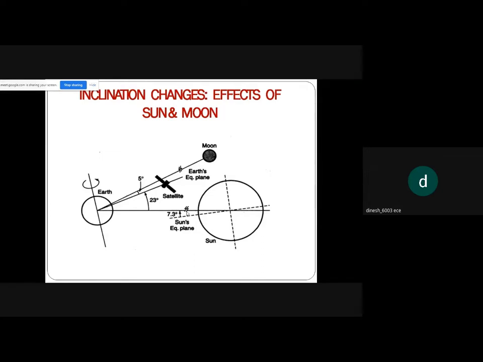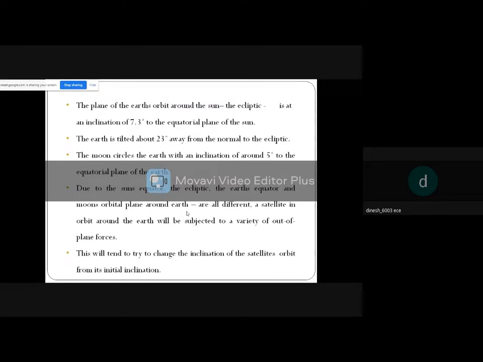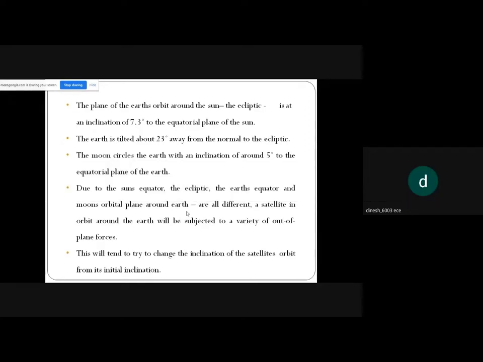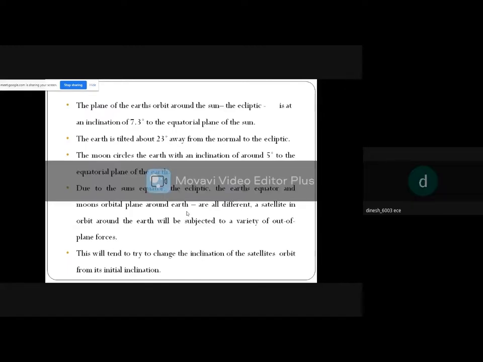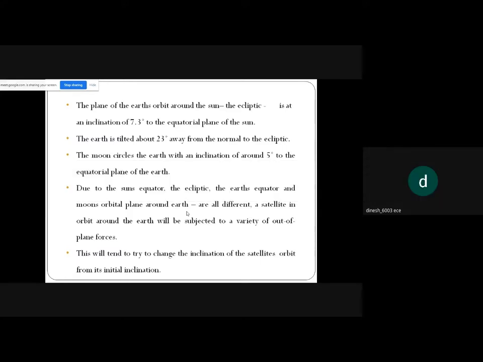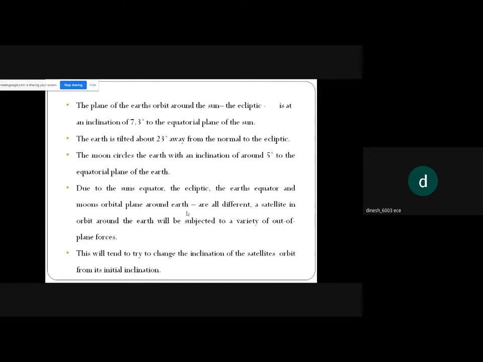What happens in this condition is that the plane of earth's orbit around the sun is inclined at 7.3 degree to the equatorial plane of the sun. The earth is tilted about 23 degree away from the normal to the ecliptic. The moon circles the earth with an inclination of around 5 degree to the equatorial plane of the earth. So all these values are predetermined by using Kepler's law. And the sun's equator, ecliptic, the Earth's equator and the moon's orbital plane around the earth are all different. The satellite in orbit around the Earth will be subject to a variety of out of plane forces, which will tend to change the inclination of the satellite's orbit from its initial inclination.